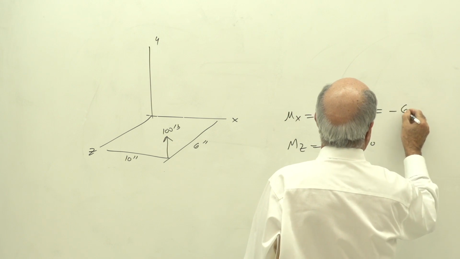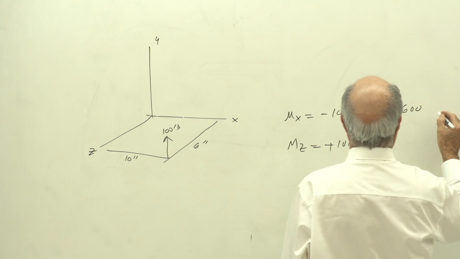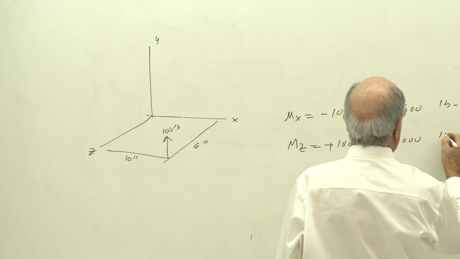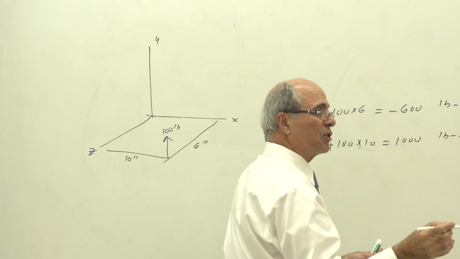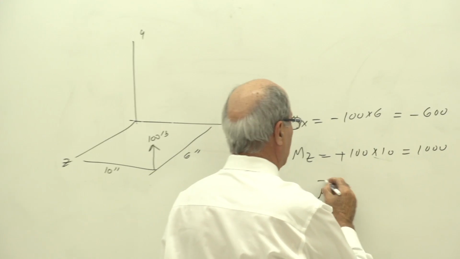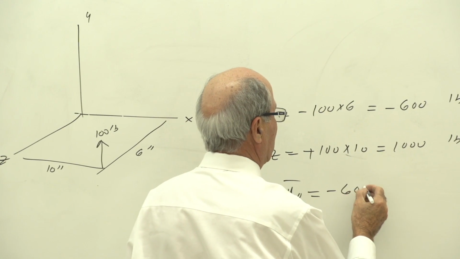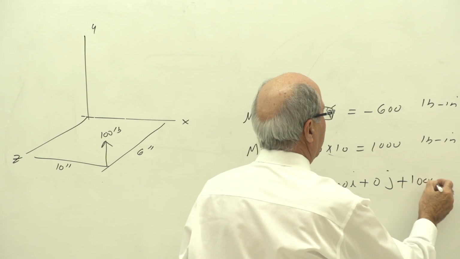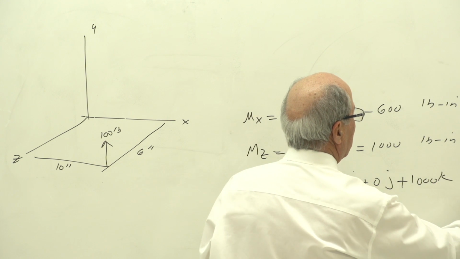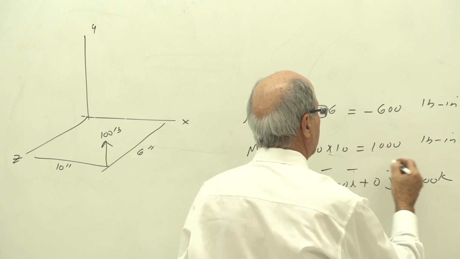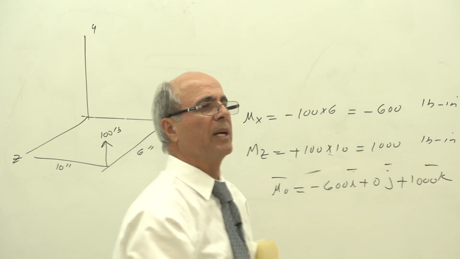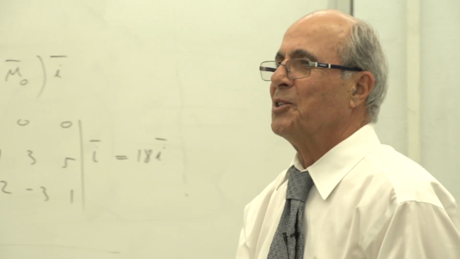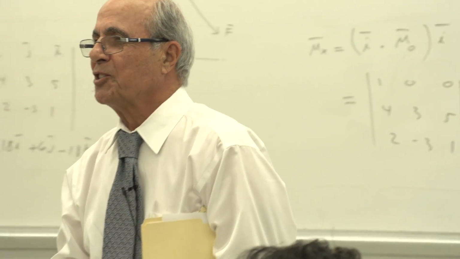Obviously, this becomes minus 600, let's put a unit there, pound-inch, and then this one becomes equal to 1,000 pound-inch. Without using any cross product, I end up with MO equal to minus 600i plus 0j plus 1000k pound-inch of moment. Notice the same goal achieved. Is that correct or not? Yes? Of course, not always is the problem that simple. The problem is a little bit more sophisticated.